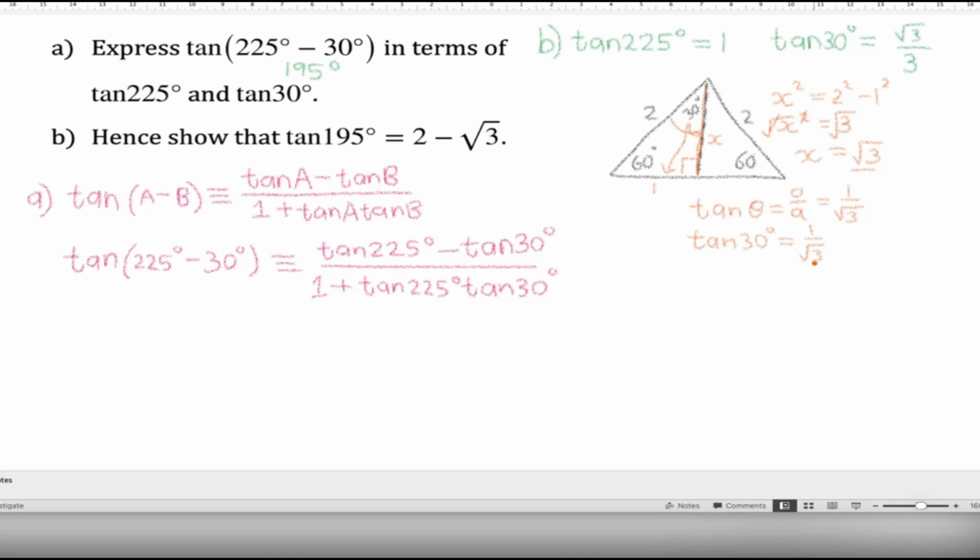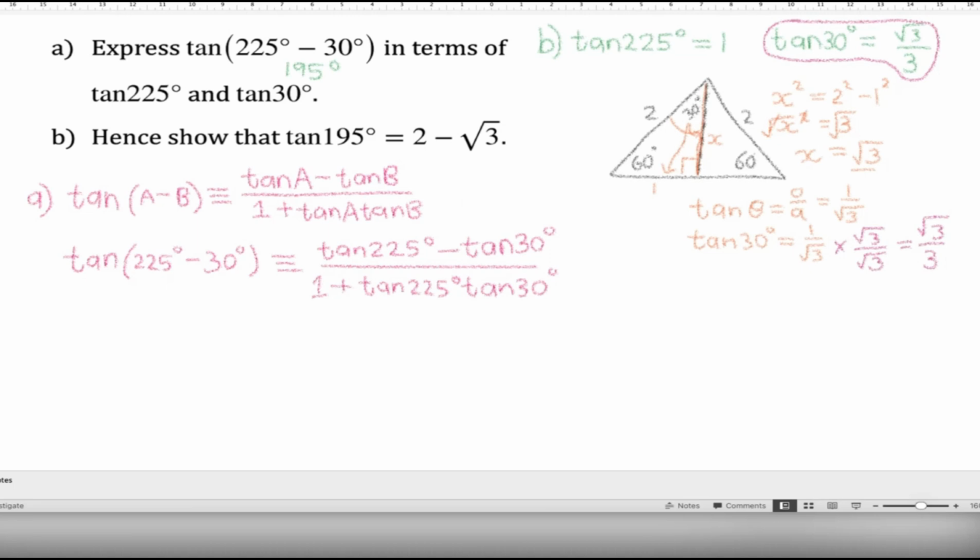Now we want to remove the square root from the denominator. So what do we do? We multiply top and bottom by square root 3. All right, now square root 3 times square root 3 is equal to 3. And 1 times the square root of 3 is equal to the square root of 3. So that is where this tangent of 30 is equal to square root 3 over 3 is coming from, just to refresh your memory.